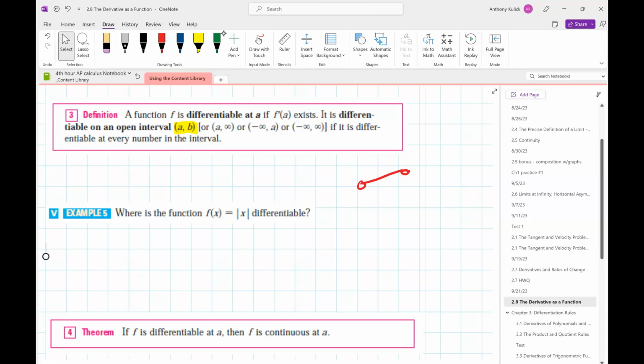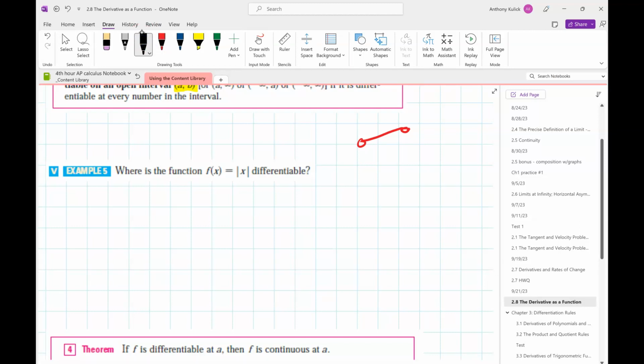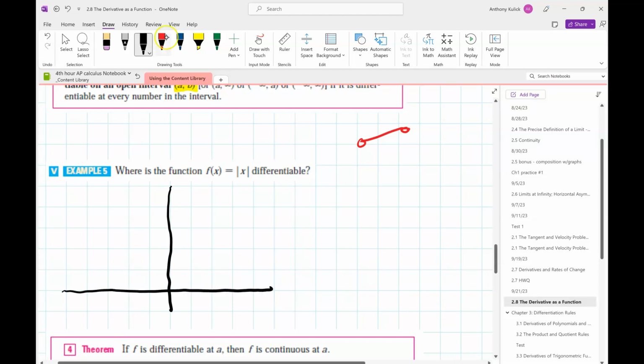Okay, let's look at the function f of x equals the absolute value of x. Where is this going to be differentiable? You know what helps me? Pictures. Let's look at the picture, right? What does the absolute value of x look like? It's a V, right? Great.